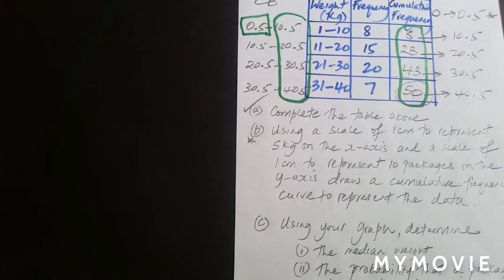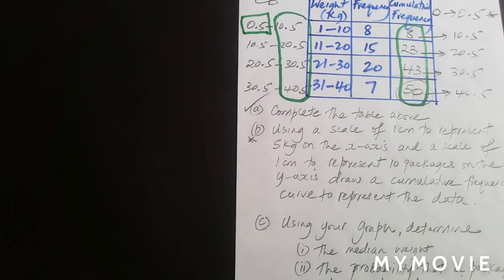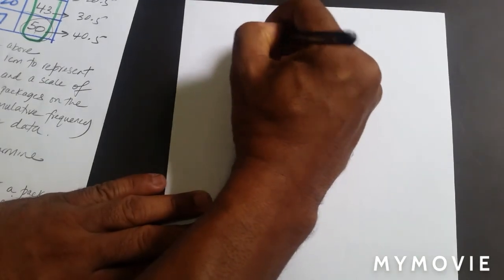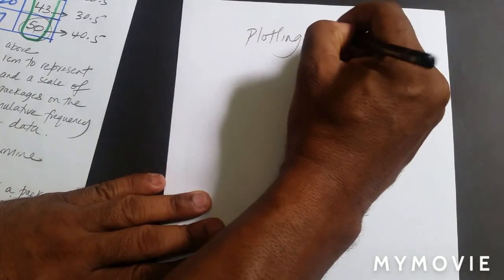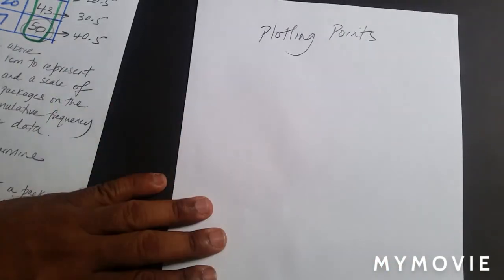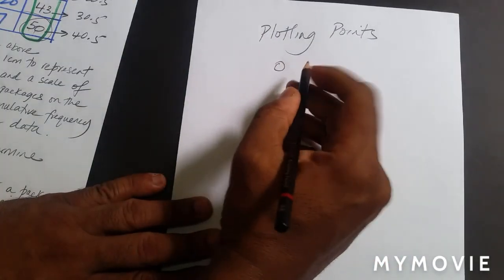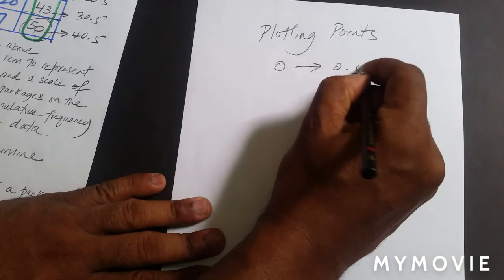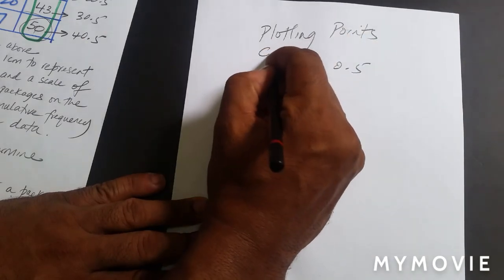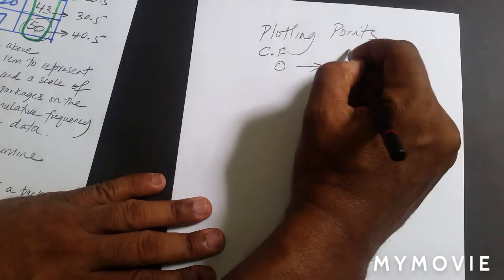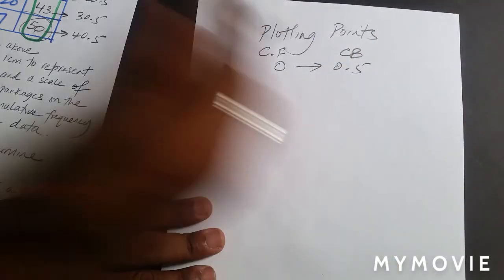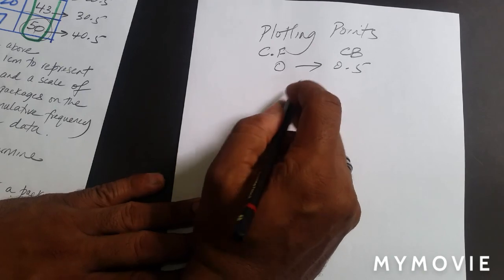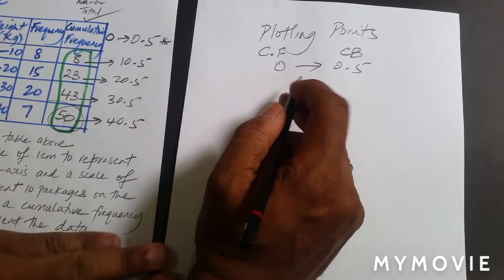And what I'm going to do here, I'm just going to take the sheet of paper and emphasize again the plotting points. So let me just emphasize the plotting points before we proceed. Plotting points. All right. So we're going to plot 0 with 0.5. And remember, this is the cumulative frequency, CF. And these are the class boundaries. Okay. So 0 is going to map to 0.5 based on what we discussed here.